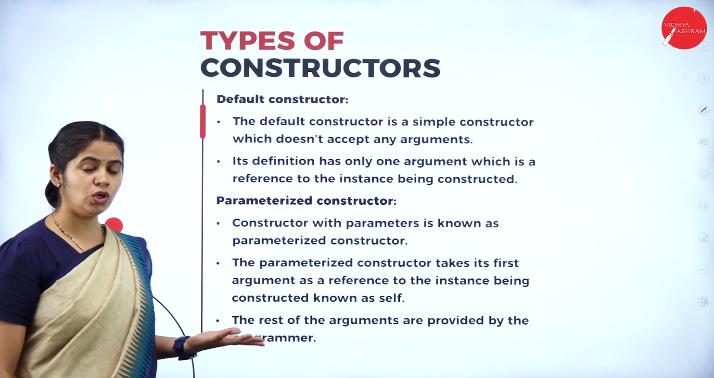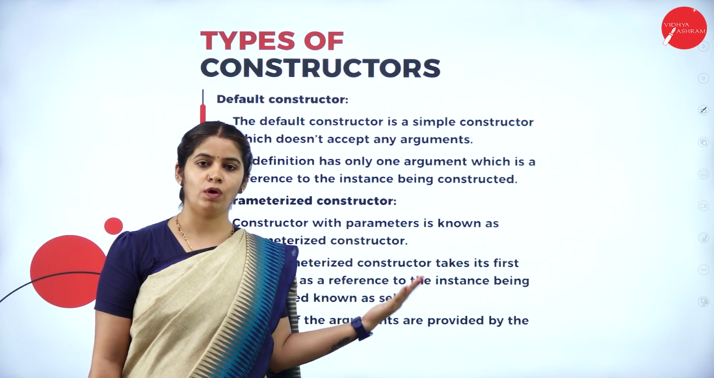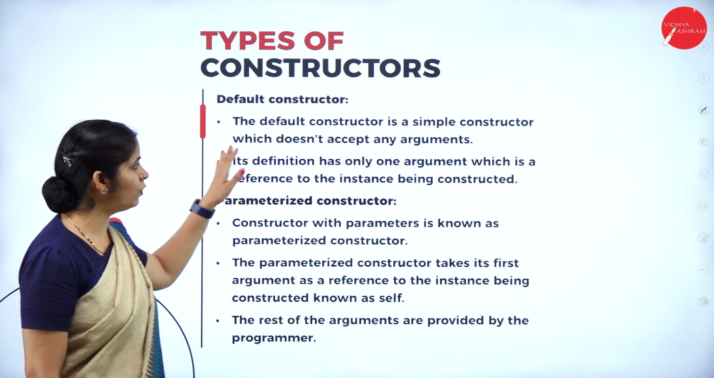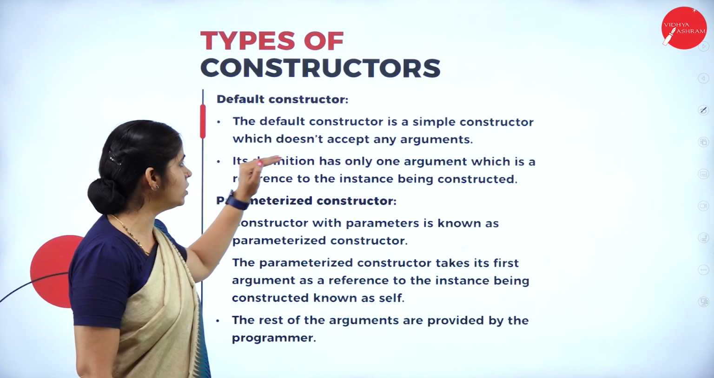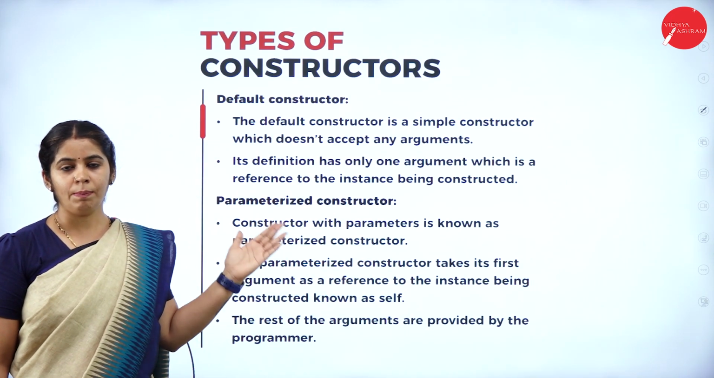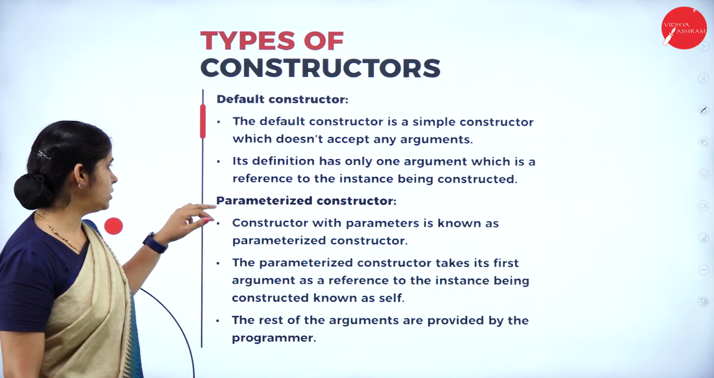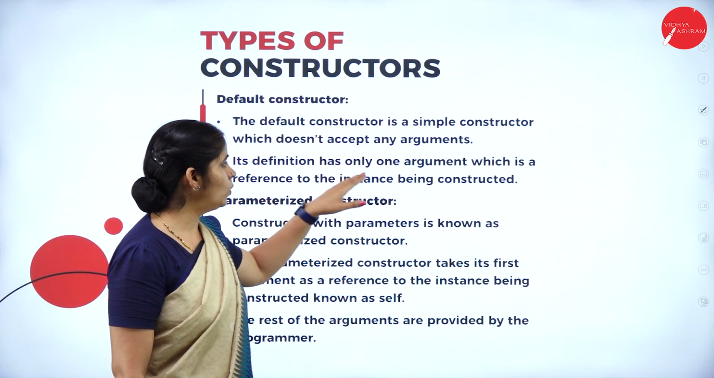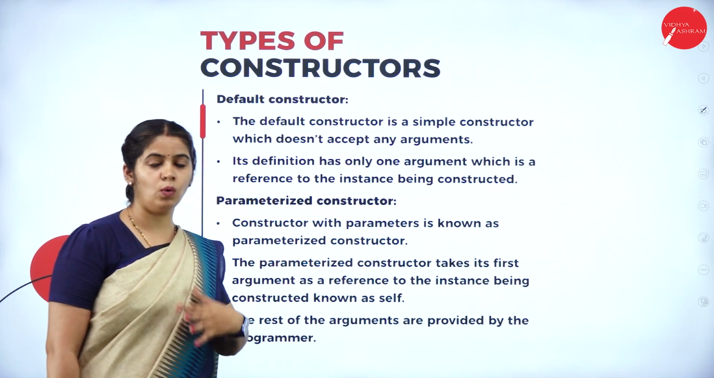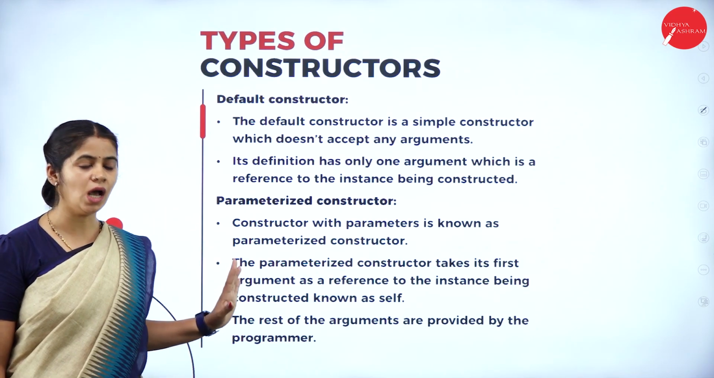We have two types of constructors: the default constructor and the parameterized constructor. Let's see what the default constructor is. A default constructor is a simple constructor which does not accept any argument. We cannot pass any parameter to the default constructor. Its definition has only one argument, which refers to the instance being constructed. By default it will take only self as an argument.